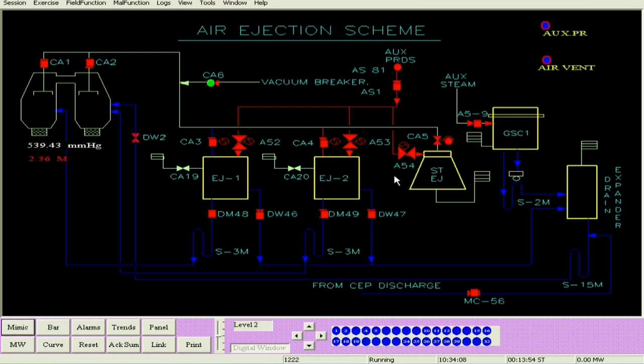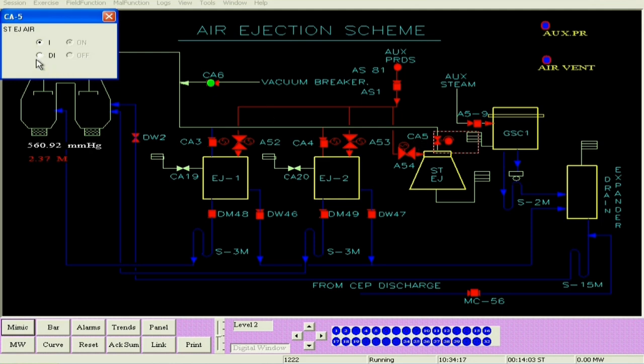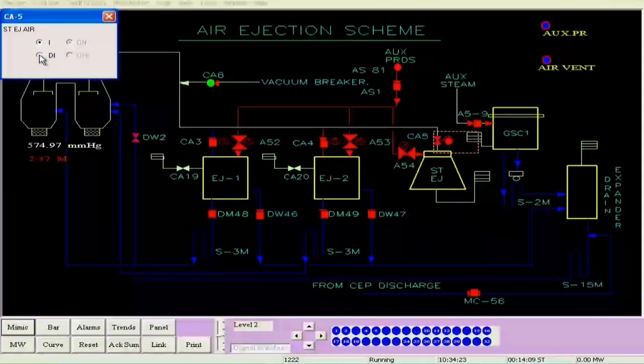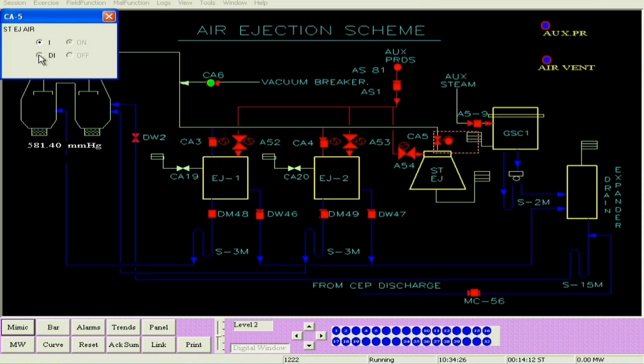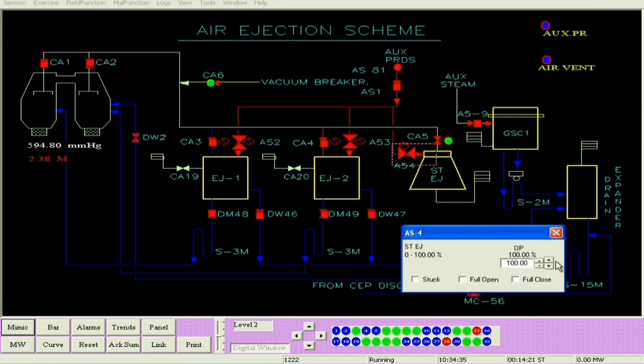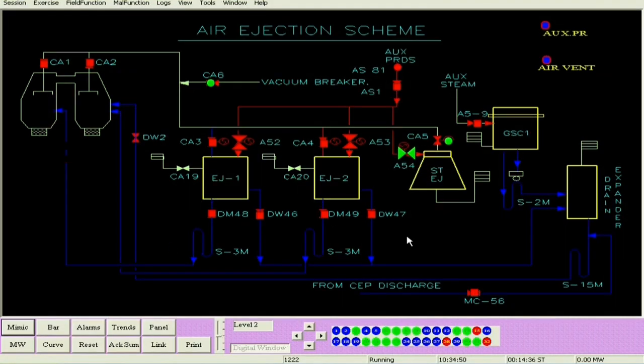For withdrawing the starting ejector, we will first of all close the air valve. We take it on the interlock and then close the air valve, and then put it again on interlock, and then we close the steam valve. When we close the steam valve, we will see that the vacuum is being maintained, and it will still rise to around 640 or something like 642. The vacuum will continue to rise to the normal value.